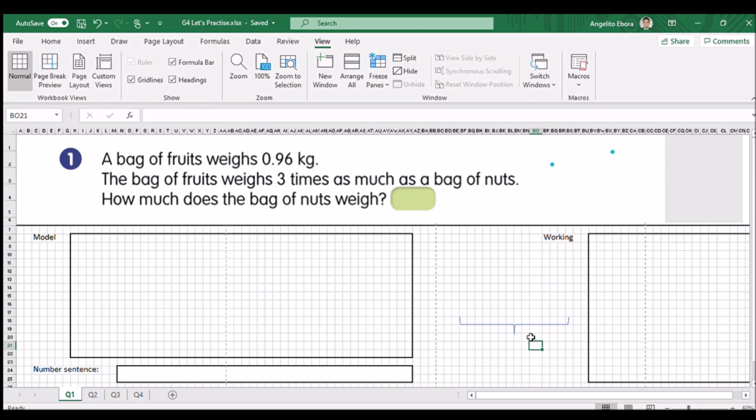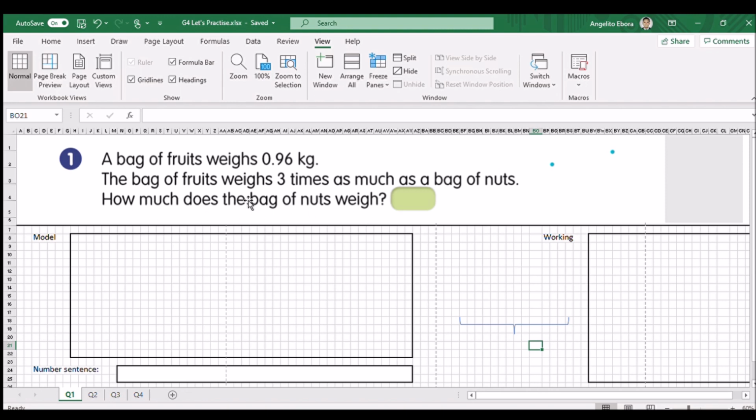Hello everyone, welcome back. So we're going to study again decimal word problems. Okay, let's start. Number one, we have 4 questions. Number one, a bag of fruits weighs 0.96 kilograms. The bag of fruits weighs 3 times as much as a bag of nuts. How much does the bag of nuts weigh?